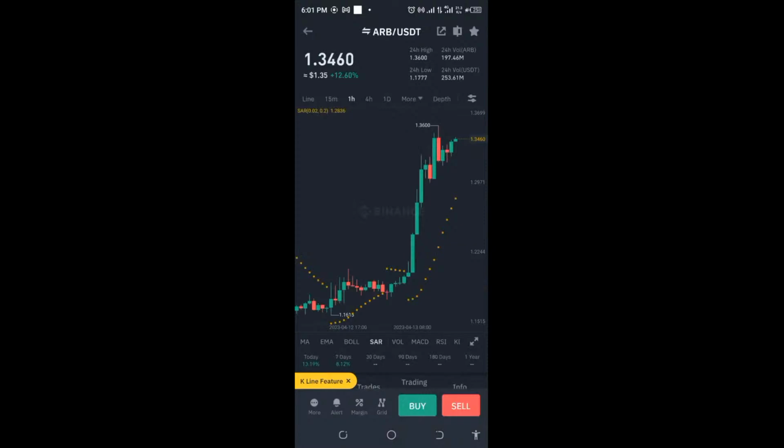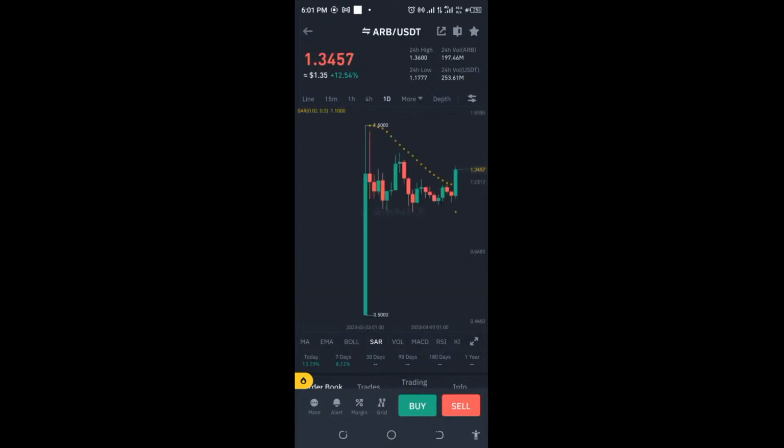Now, ARB was listed a couple of days ago, and it's still in the new listing segment. Let me go to the 1-day chart. You can see how it pumped so high when it was listed. Wow, it was really a good one. Anyways, let's see how it is for today. Let's look at the 1-hour chart.